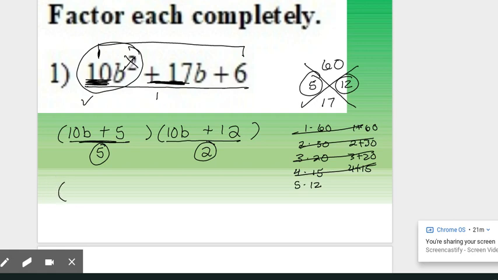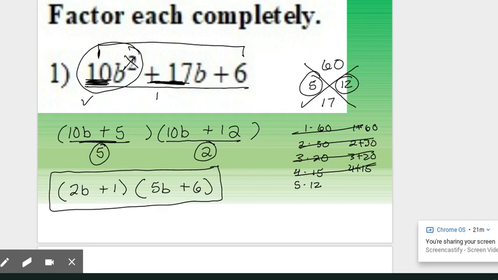So 10b divided by 5 is 2b. 5 divided by 5 is 1. On the second one, 10b divided by 2 is 5b. 12 divided by 2 is 6. And this is our final factored form.